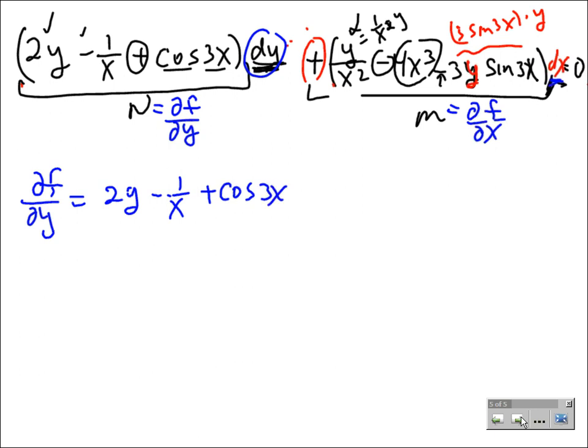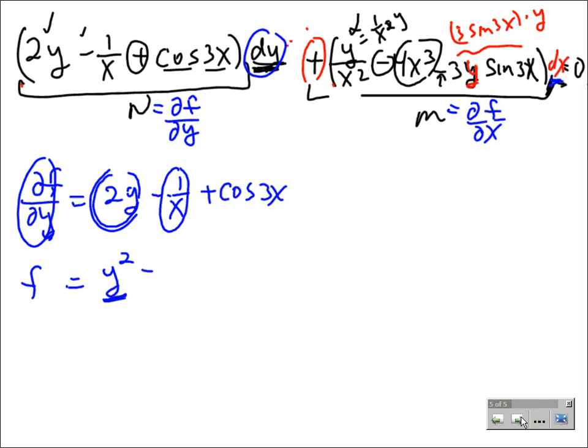Integrating with respect to y, this will just become f. Integrating this with respect to y will be y squared. After all, the derivative of y squared is 2y. Minus, this is a constant. The integral of a constant with respect to y is the constant times y. Plus the constant with respect to y. When I integrate that, I get the constant times y. Plus any function of x.